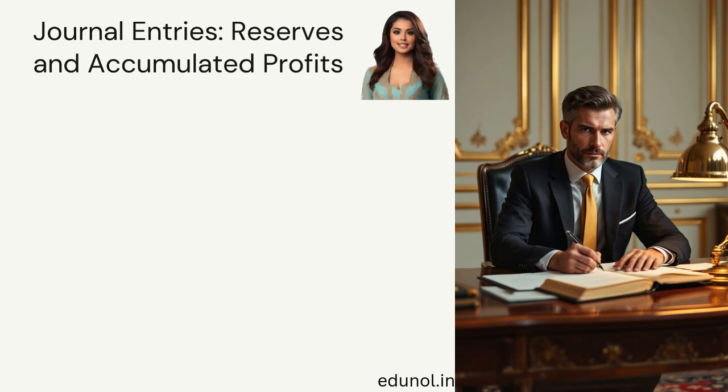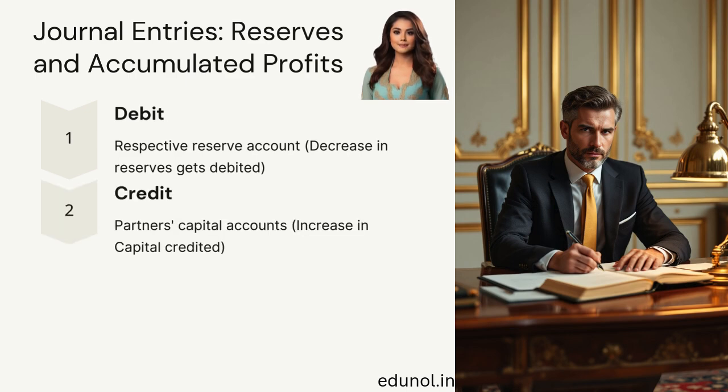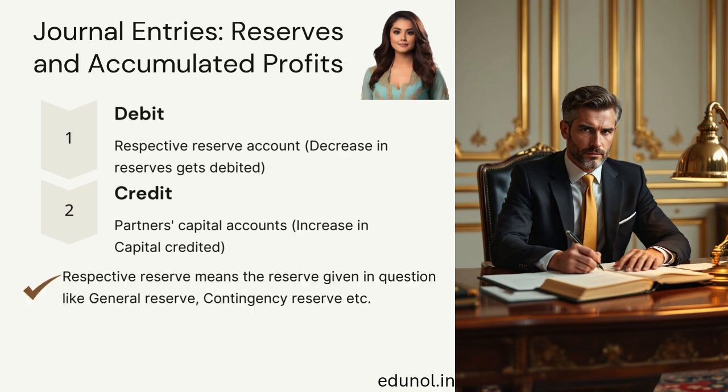The journal entries for distribution of accumulated profits will be: respective reserve account gets debited and partner's capital account gets credited. Reserve account is debited as there is decrease in reserve which gets debited. The reserves of the firm are decreasing due to distribution among the partners. Partners are getting money, so their capital account is increasing and hence credited.